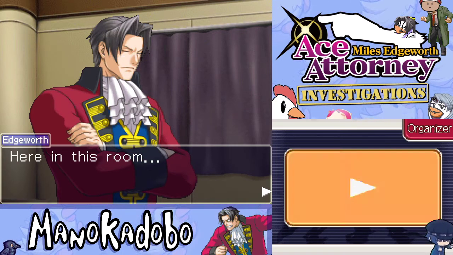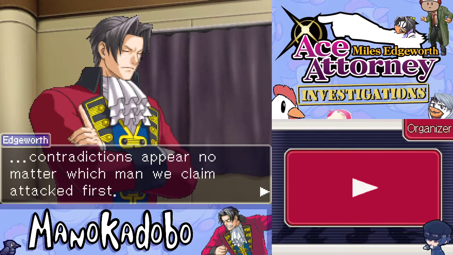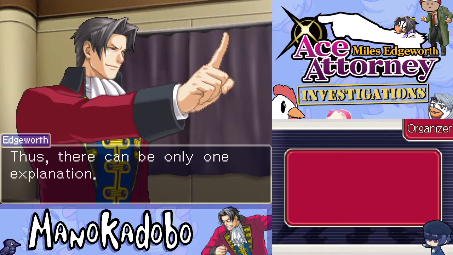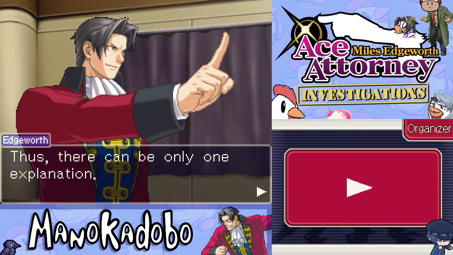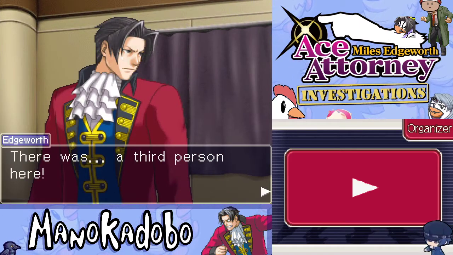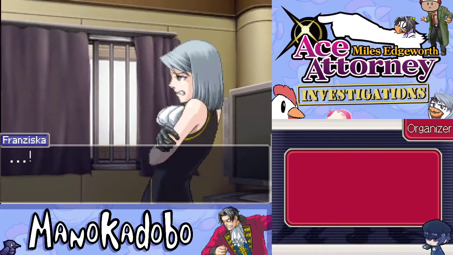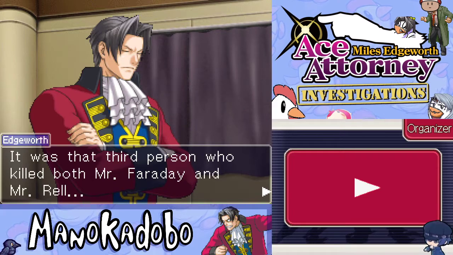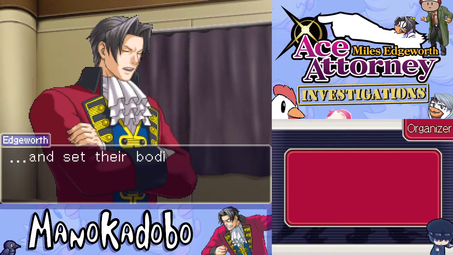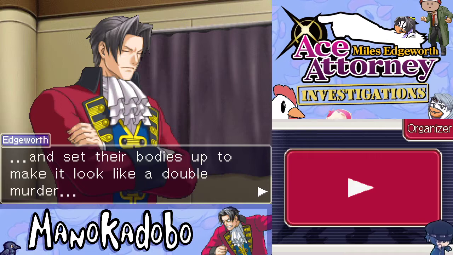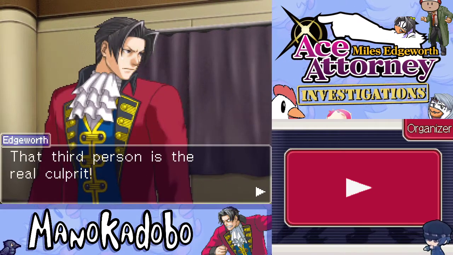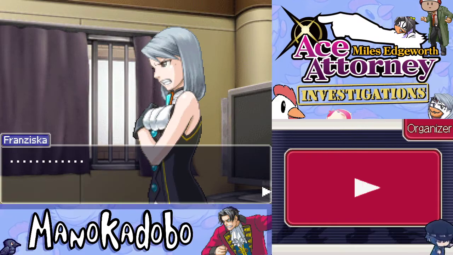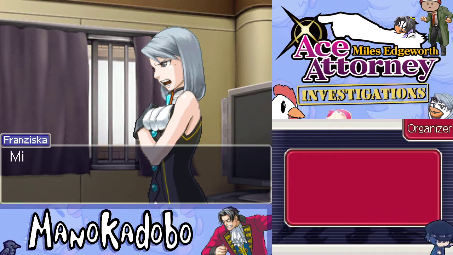Here in this room, contradictions appear no matter which man we claim attacked first. Thus, there can only be one explanation. It was me. There was a third person here! It was that third person who killed both Mr. Faraday and Mr. Rell, and set their bodies up to make it look like a double murder. That third person is the real culprit. I might remember who it is, but I'm going to, for all intents and purposes, pretend it's just a theory, so that I don't accidentally spoil myself.